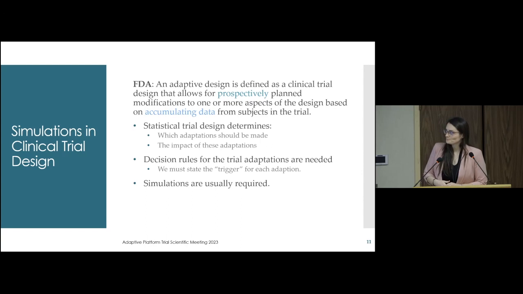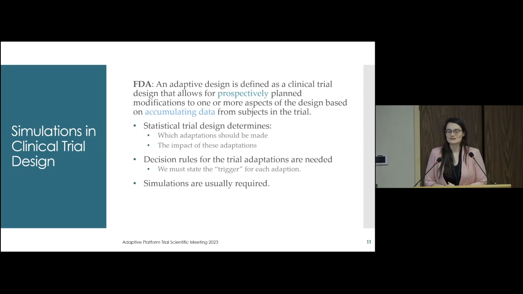So the goal of statistical trial design, or in this particular talk, Bayesian trial design, is to determine which adaptations should be made. So, what are going to be the rules for adapting your trial based on the data? And then secondly, the impact of these adaptations on the statistical properties of the trial itself. We spoke a little bit about maybe not having adequate control of type 1 error. Statistical trial design aims to demonstrate that we have good control of these statistical properties. Do we have the ability to truly detect the difference between the interventions if it exists?